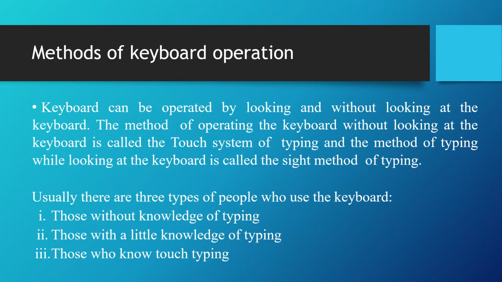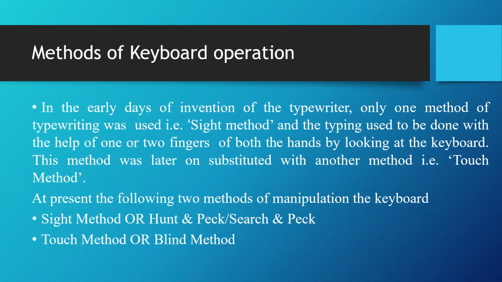Basically, three types of persons work on the keyboard. First, those without knowledge of typing. Second, those with a little knowledge of typing. And third, those who know touch typing. Now, the method of keyboard operation could be of two types. In the early days of the invention, only one method was there.